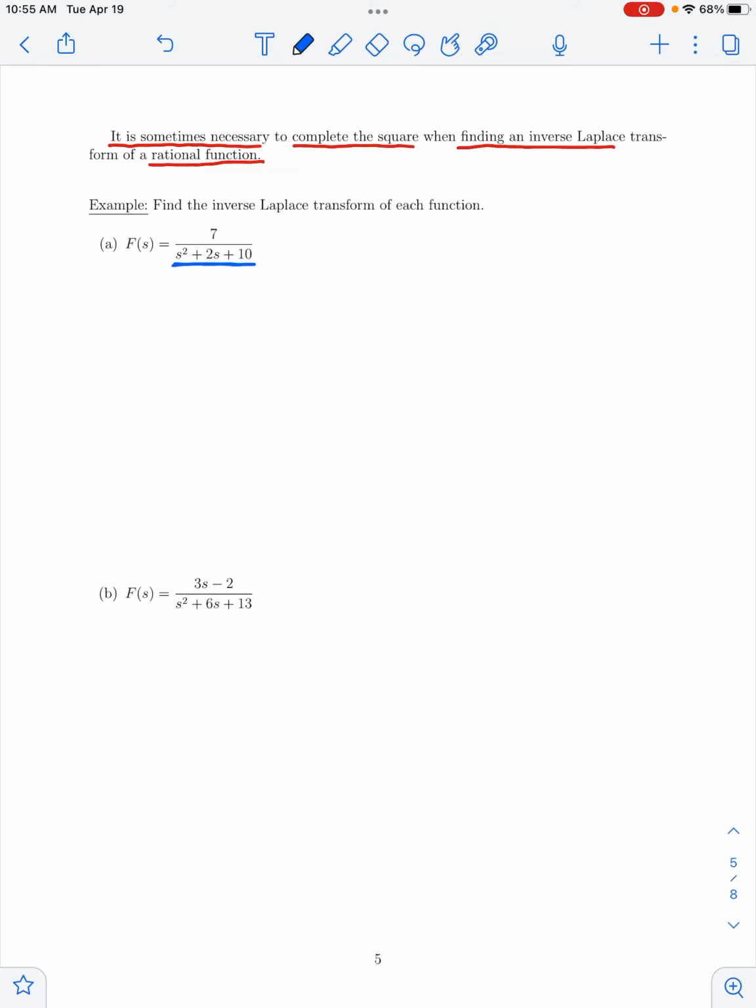So here we can't use partial fractions to simplify this any further since it's not factorable. And it also does not have a denominator that is a sum or difference of squares. But if I complete the square for this quadratic denominator, I can rewrite it as the sum of squares. So let's look at it here.